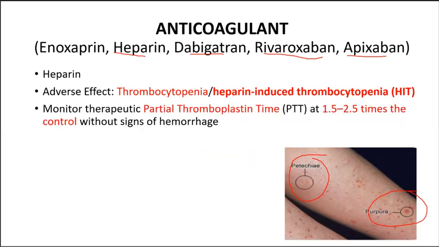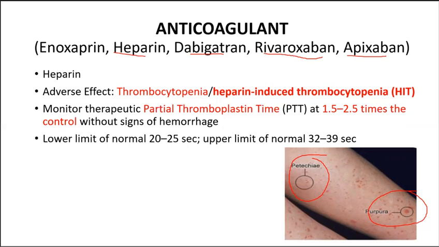Heparin is an anticoagulant, and the priority concern when a client is receiving an anticoagulant is bleeding. So we need to monitor the effectiveness of our heparin therapy by monitoring the results of the PTT, or partial thromboplastin time. The desired range for therapeutic anticoagulation is 1.5 to 2.5 times the control without any signs of hemorrhage. The lower limit of normal would be 20 to 25 seconds, and the upper limit of normal would be between 32 to 39 seconds.